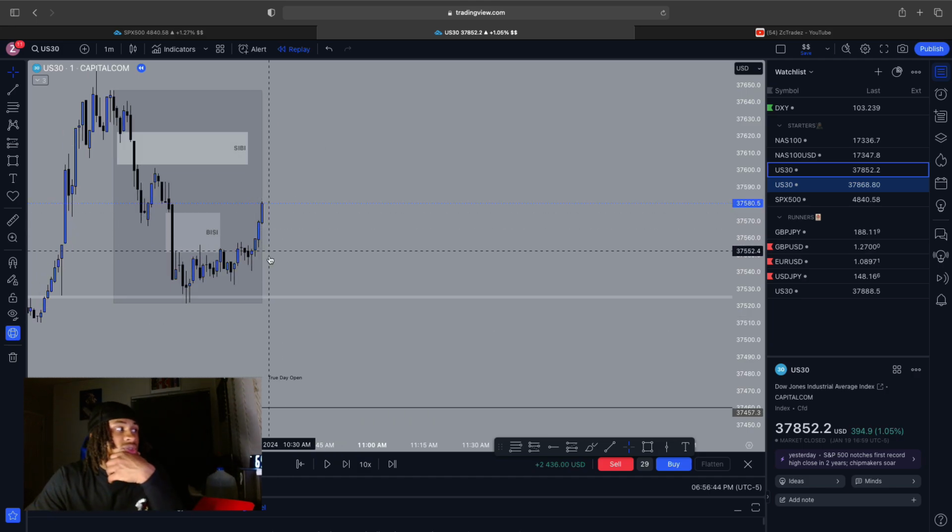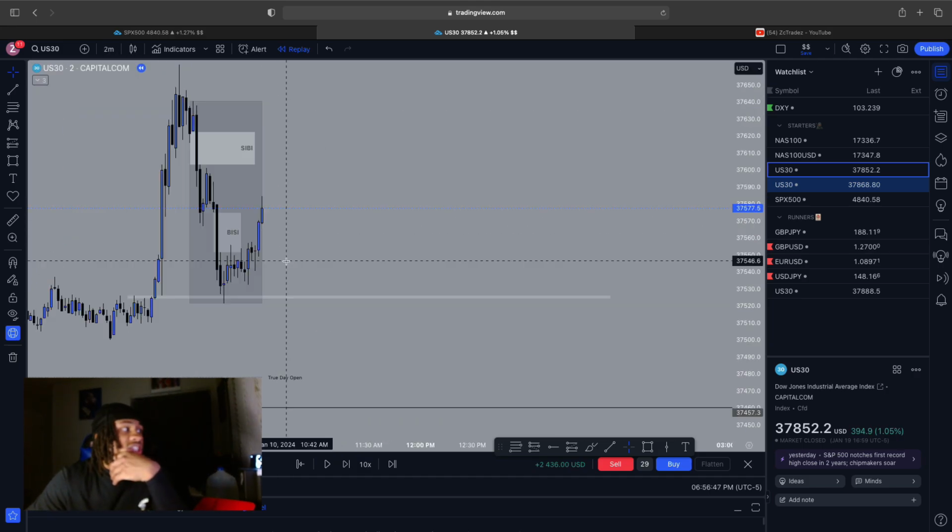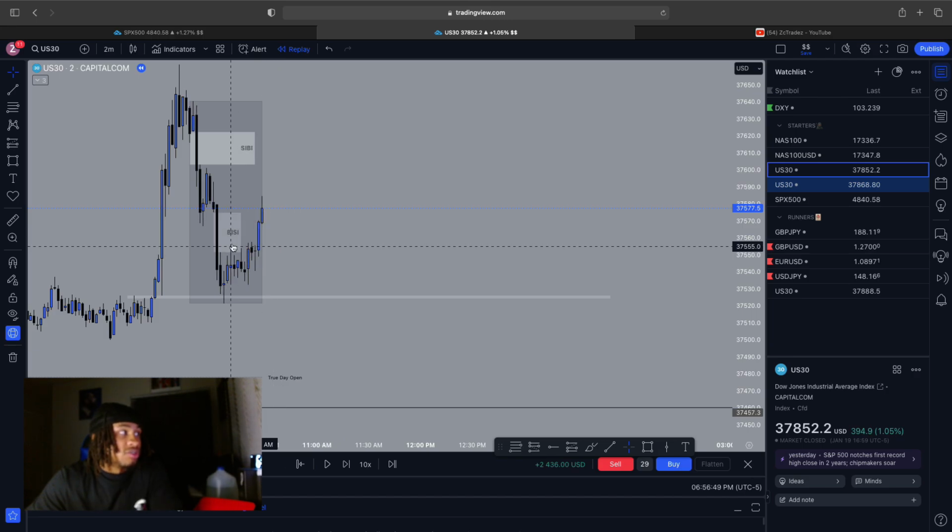That right there, this little run right here is what I would call displacement, all right? It's barely displacement, but it is displacement. This is barely a short-term high, but it is a short-term high.